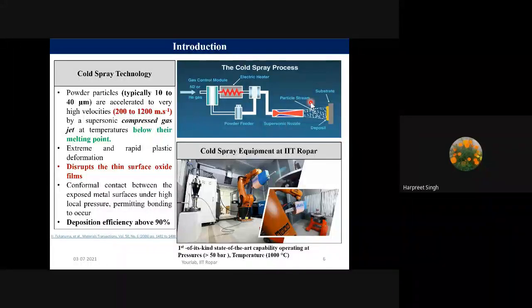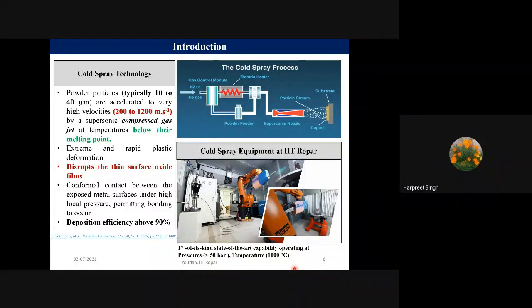All these advantages and our prior work in thermal spraying and cold spray inspired us to write a project, and we got this cold spray equipment at IIT Ropar, which is one of its kind. Now we have two such systems, one in IIT Madras and one in IIT Ropar. Simultaneously, we installed them. The beauty here is that we can go up to pressures of 50 bar, which is very high pressure, right? And temperatures are also up to 1000 degrees Celsius. So this is the beauty of this system.